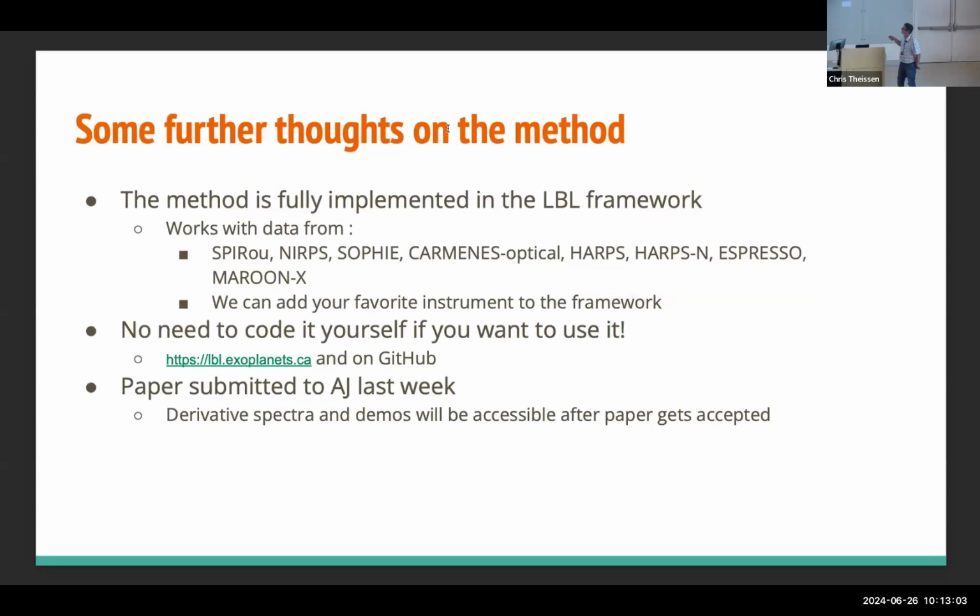So the method is fully implemented in a line-by-line framework. It's a framework we've been using at UdeM for radial velocity. It's available. It works with all these instruments. And the method can be applied to any data set, big time series. I'm thinking there are CARMENES people up there. You have like a treasure trove of temperatures hiding somewhere. So it's open to basically reanalysis of existing time series. There's nothing new that needs to be taken.